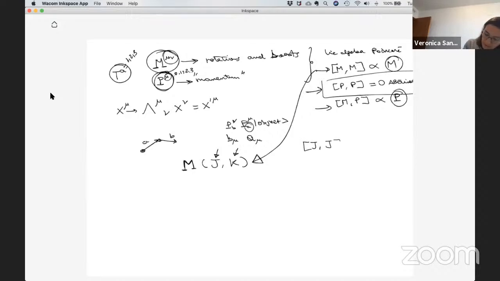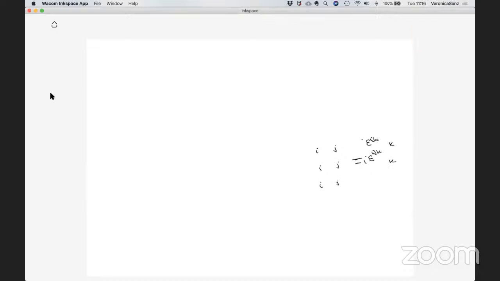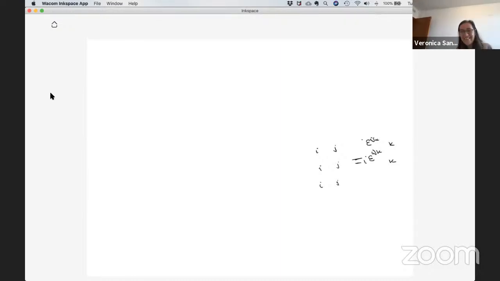We get that rotation with rotation leads to rotation. Boost with boost, when you look at this commutator, leads to rotation. And boost with rotation goes back to boost. And in particular, it's not just proportional. It leads to i times epsilon ijk, same here, i times epsilon ijk. Veronica, all the screen disappeared. We are just seeing what you are writing right now. Oh no, I pressed the button, damn it. Okay, good, thank you, Luca.